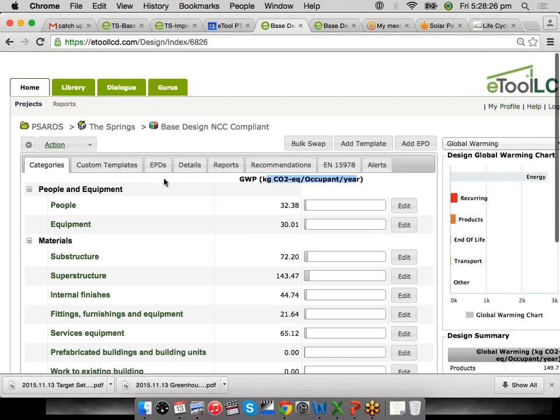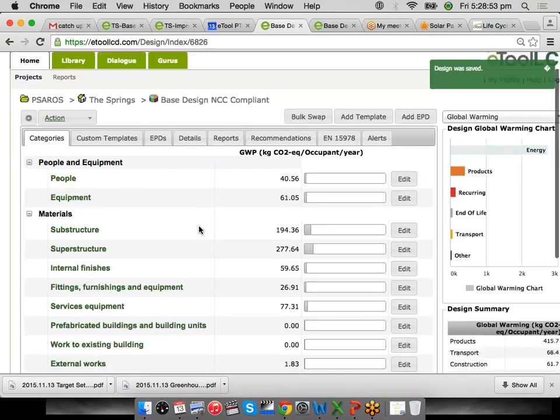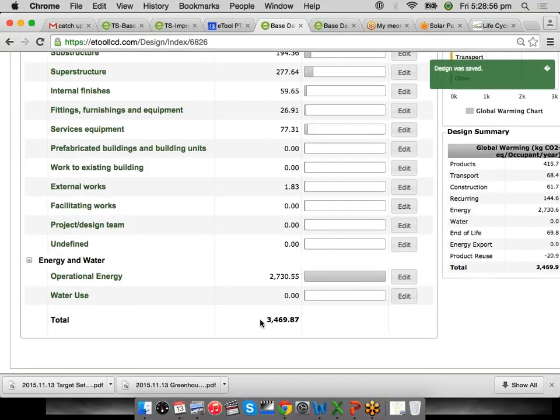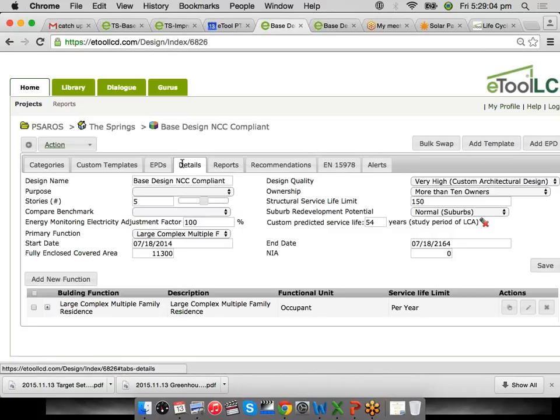What we can do here, for example, is if we go into the software and change the design life, let's say it's not 150 years, we have a geotechnical report, and it's 54 years, which is the average lifespan for an Australian dwelling. Surprisingly, it's only 54 years. So if we change the life span to 54 years, then you increase the impacts because you're reducing that. So just to show you where we do this in the software.